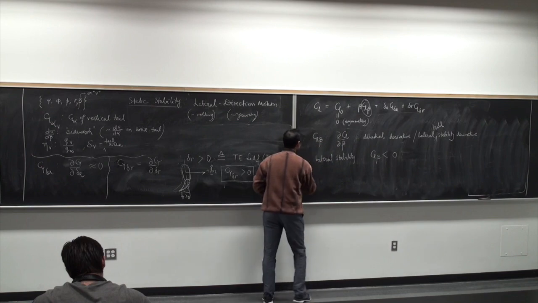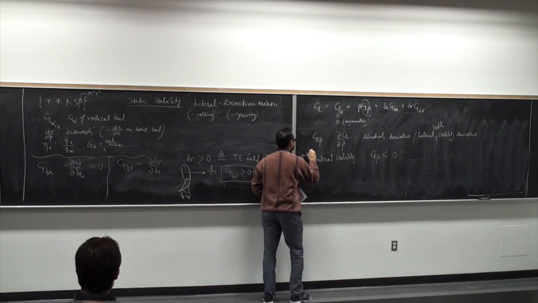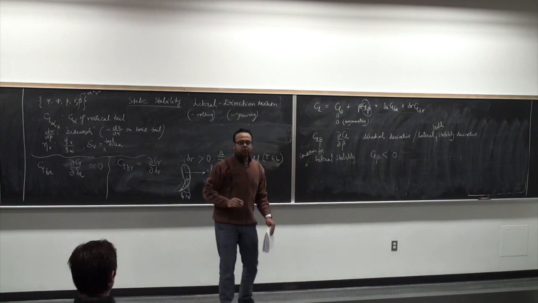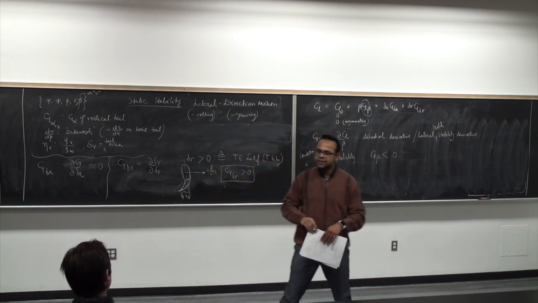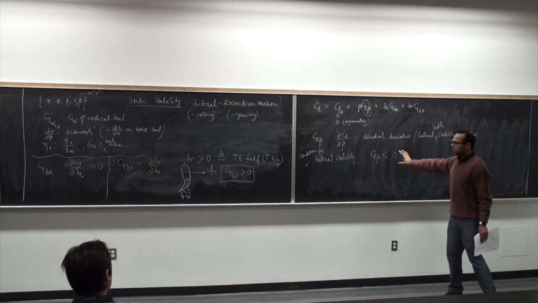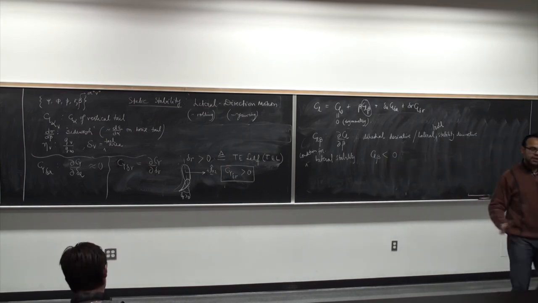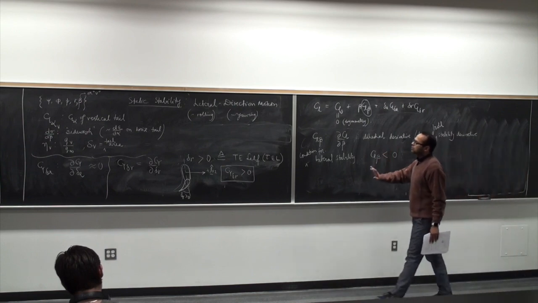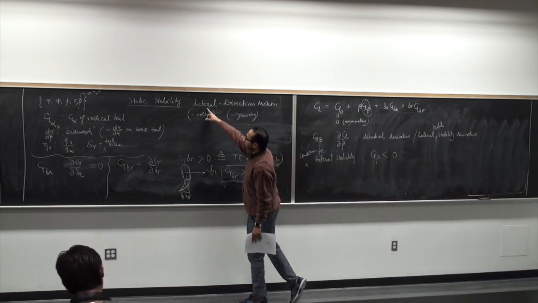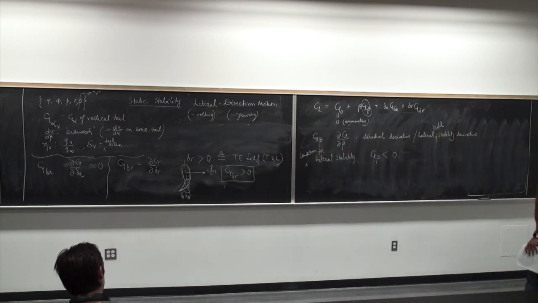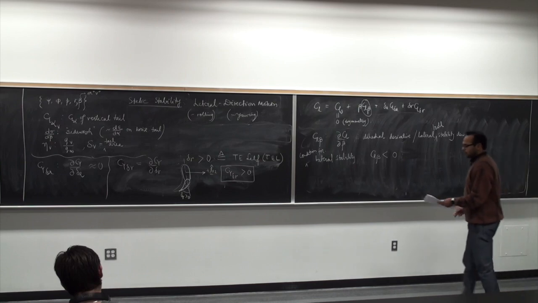This is the condition for lateral stability, just like the condition for longitudinal stability was that CL alpha be less than 0. I'm not going to give any arguments for it right now, we'll see that in a little while. But this is the condition for lateral static stability: CL beta needs to be less than 0.